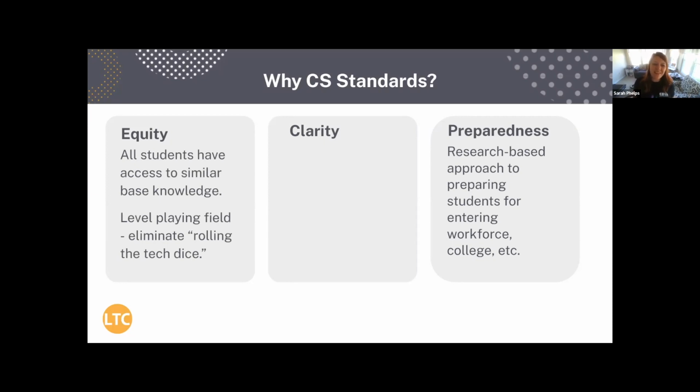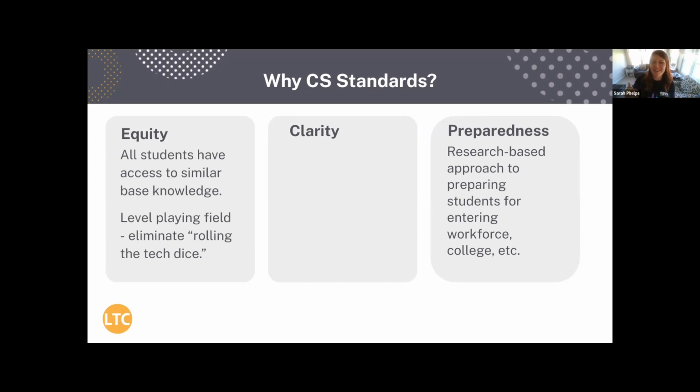But with computer science standards, we now have this level of support from the state level that says, yes, this is important too. We should find time and space for this. And that is going to increase equity so that all of our students have access to a knowledge base.